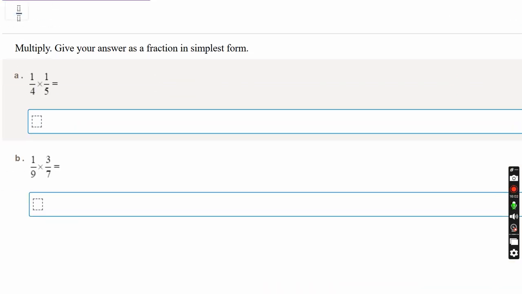Now 1 times, okay, this is direct. 1 times 1 is 1 and 5 times 4 is 20. So you just write here 1 over 20.